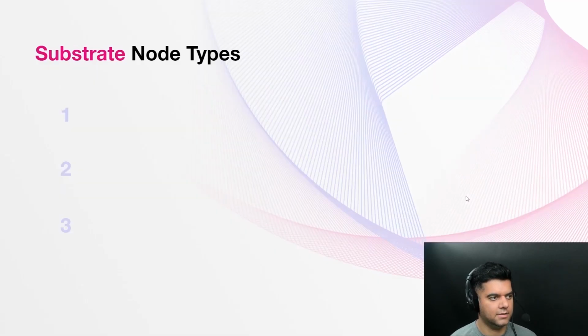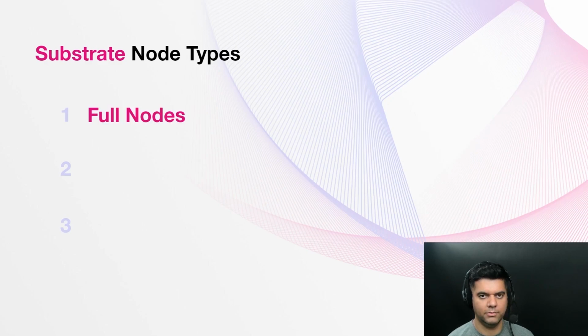So let's get started. A Substrate node can be of three types. Full nodes are a critical part of the blockchain network and infrastructure, and these are the most important and common node type. Full nodes store blockchain data and typically participate in common blockchain operations, such as authoring and validating blocks, receiving and verifying transactions, and serving data in response to user requests.